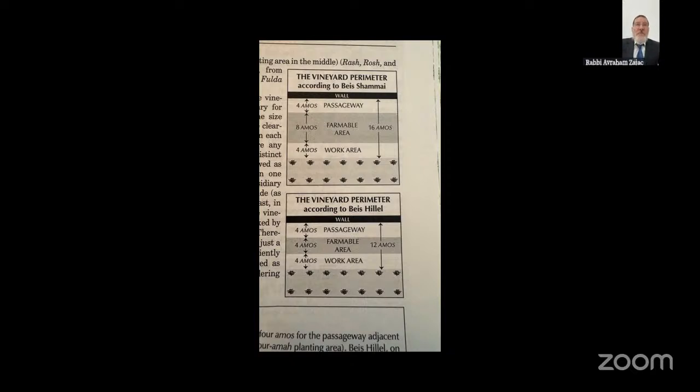Which part is the perimeter that you're talking about? The perimeter, if you take a look at the picture then, do you see the picture? So you don't see the picture. Right now it's on the Zoom. The perimeter is between the edge of the vineyard and the wall. Within the wall area. Okay. That is the Mishnah.